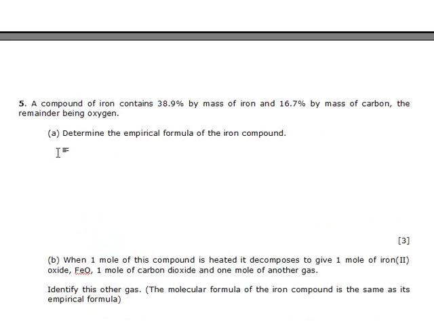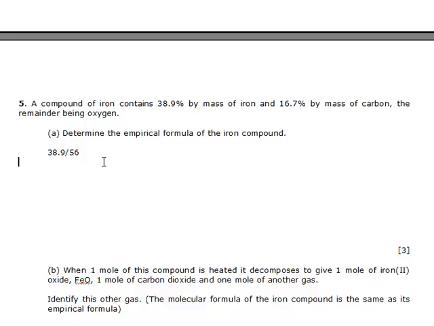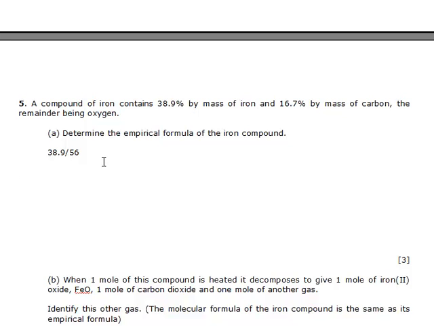Question 5. A compound contains 38.9% by mass of iron. So it's 38.9. Divide it by the relative mass of iron, which is 56, and 16.7 of carbon, divided by 12 to get carbon. So this first one here is iron, second one here is carbon, and what must be missing here is oxygen.